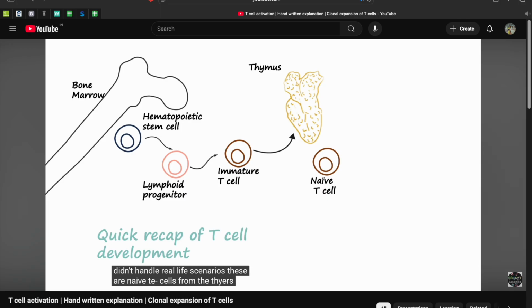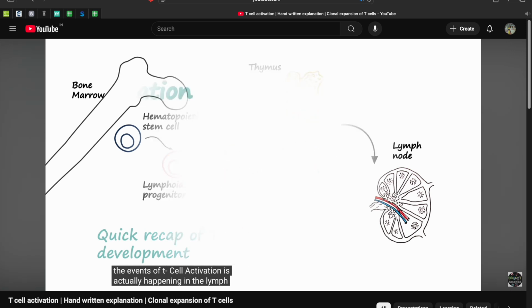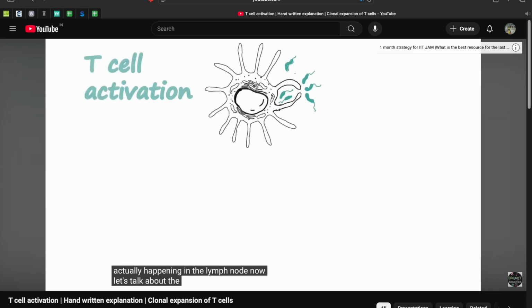From the thymus, naive T cells go to the lymph node, and this is where the action begins. All the events of T cell activation happen in the lymph node. Now let's talk about T cell activation. One of the key players that helps in T cell activation is the antigen presenting cell, for example, the dendritic cell.